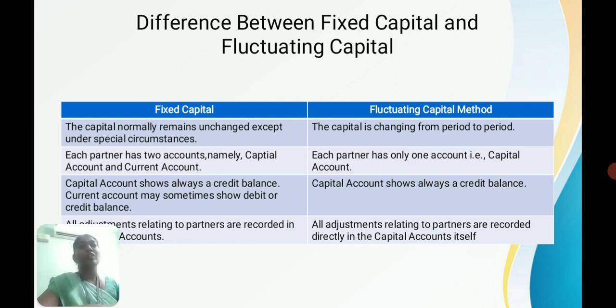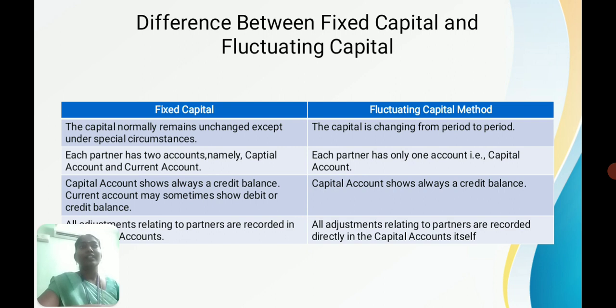The capital account always shows a credit balance because no other adjustments are entered in the capital account, but the current account sometimes shows a debit balance and sometimes a credit balance. In the fluctuating method, the capital account always shows a credit balance. Then in fixed capital, all adjustments regarding partners are recorded or entered in the current account only.